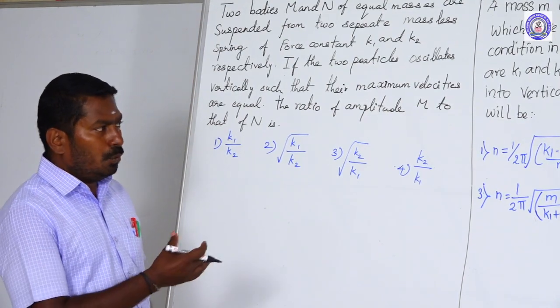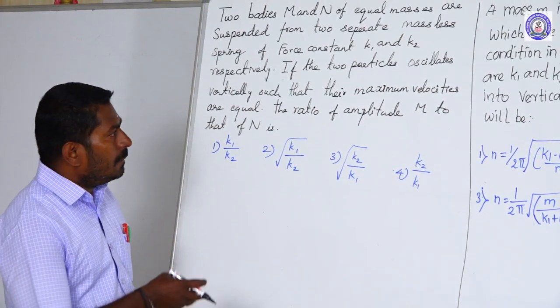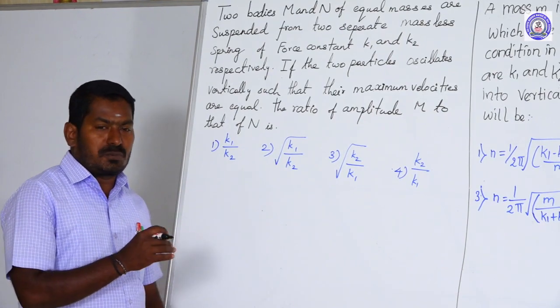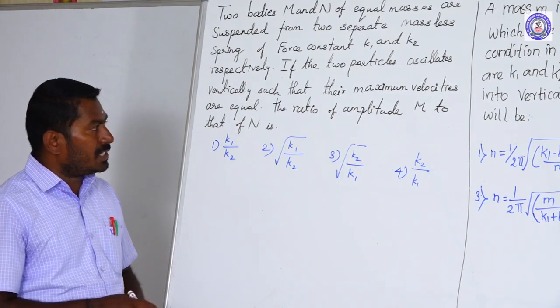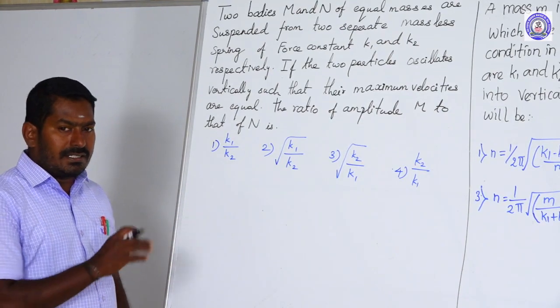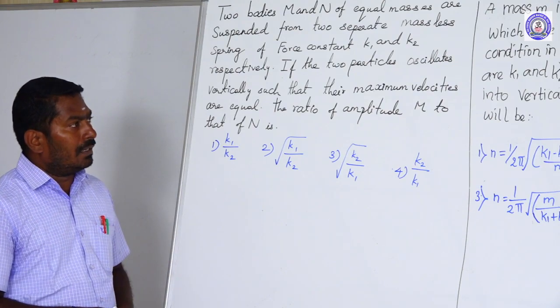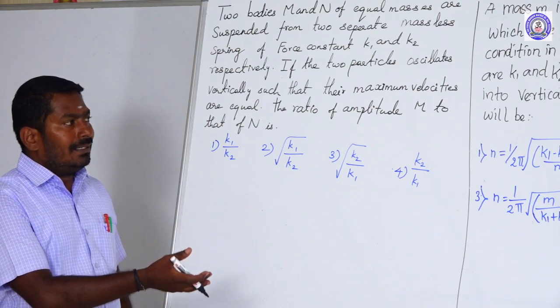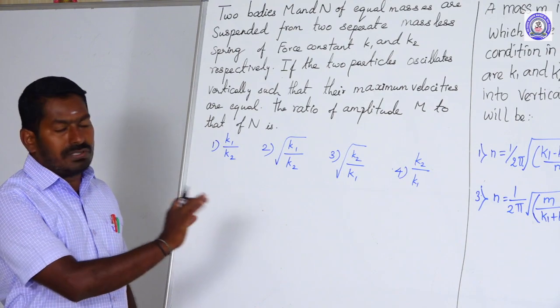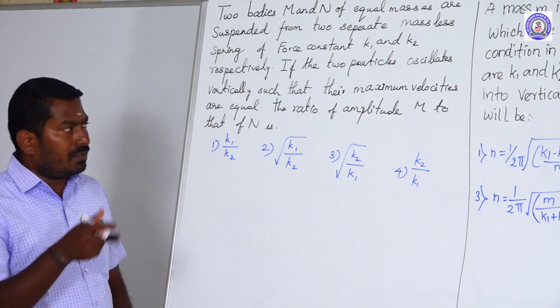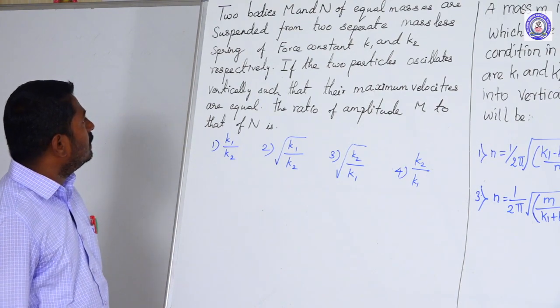Now we are going to see a few problems related to horizontal oscillations of a spring and vertical oscillations of a spring, springs connected in series, then springs connected in parallel, then simple pendulum, then some special case associated with the simple pendulum. First we are going to see the first problem.